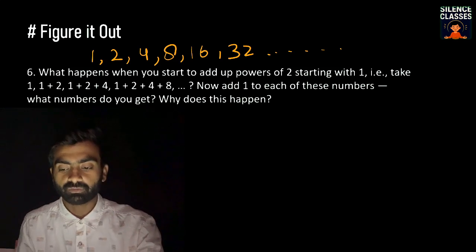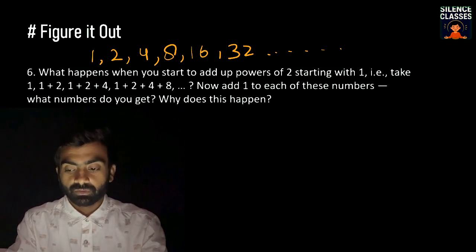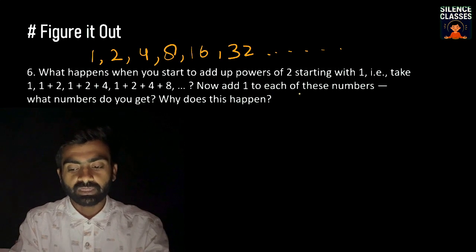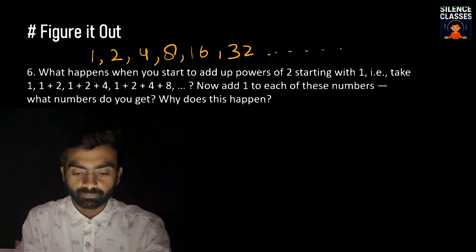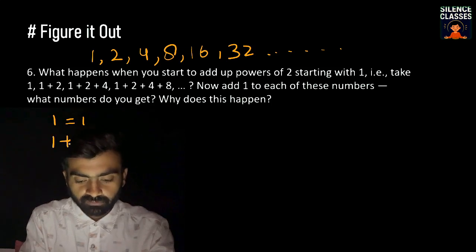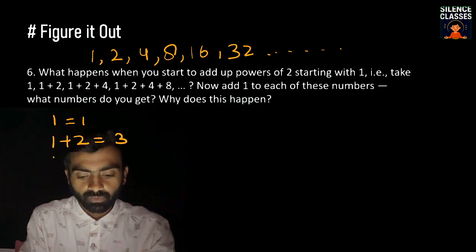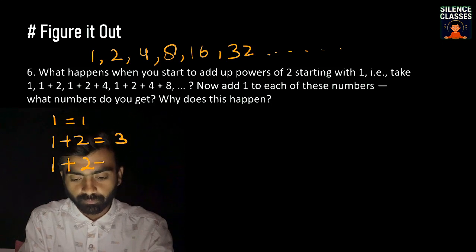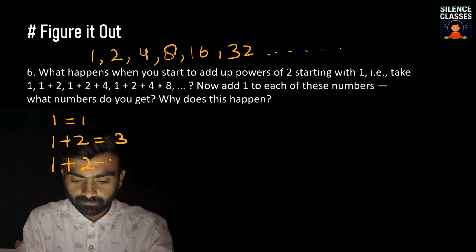Once we add, now add 1 in each of these numbers. So what we will do, we will write it down. 1 plus 2 will become 3. 1 plus 2 plus 4, what will we get? We will get 7.